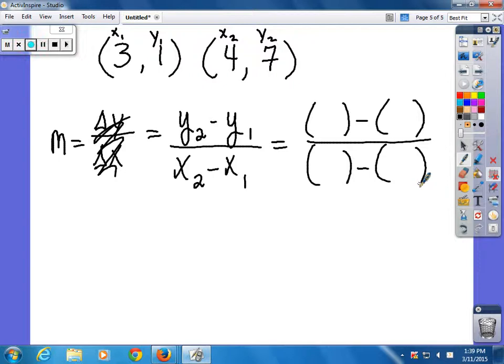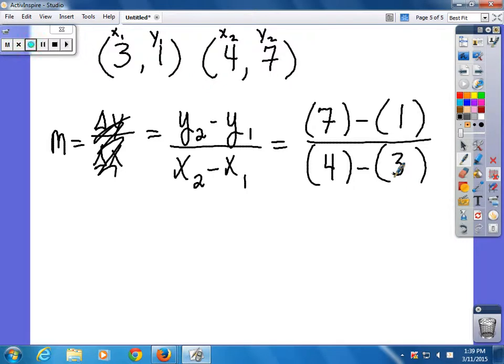Because if you put in a negative, that negative right here will make this a positive. And if you don't put the parentheses, you're not going to remember the negative either here or the negative here. It's just going to slip, and then you're going to get mad because you got it wrong over something as simple as a negative. So, plug and chug. 7, 1, 4, and 3.